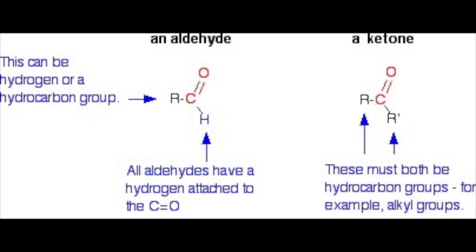The first step is to be able to visually determine what is an aldehyde and what is a ketone. Aldehydes have a hydrogen atom attached to the carbon-oxygen double bond, whereas a ketone has a hydrocarbon, for example, CH3 or CH2CH3, attached to the carbon-oxygen double bond.